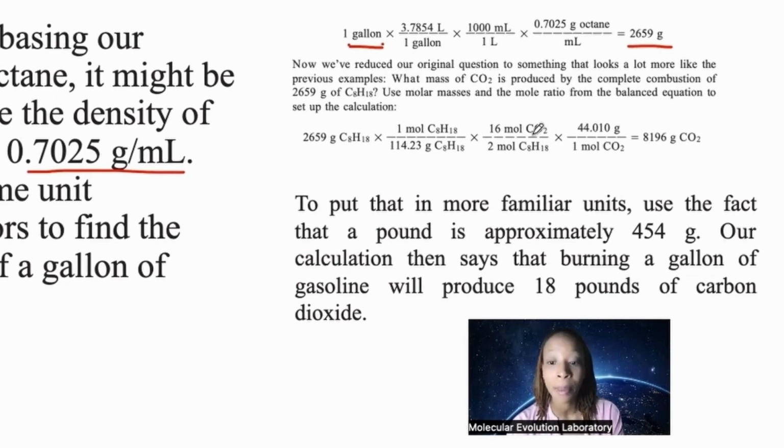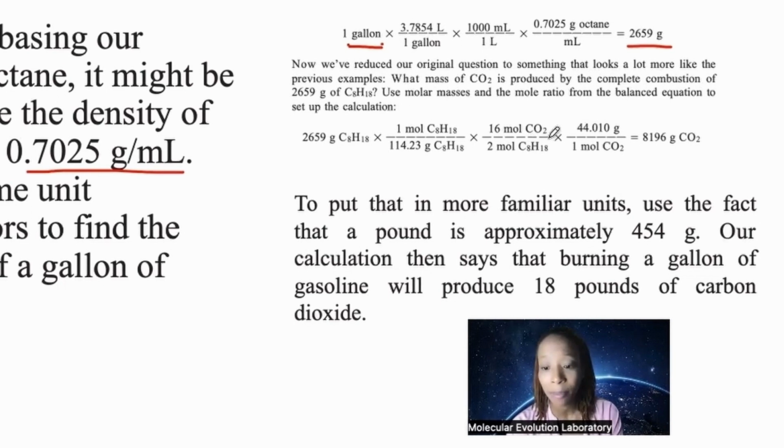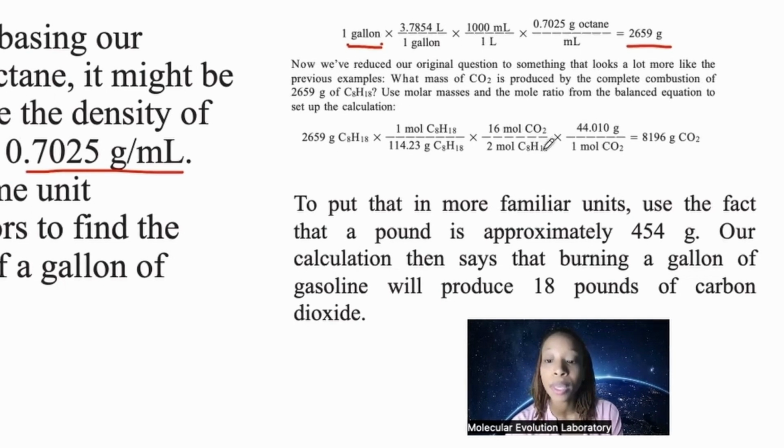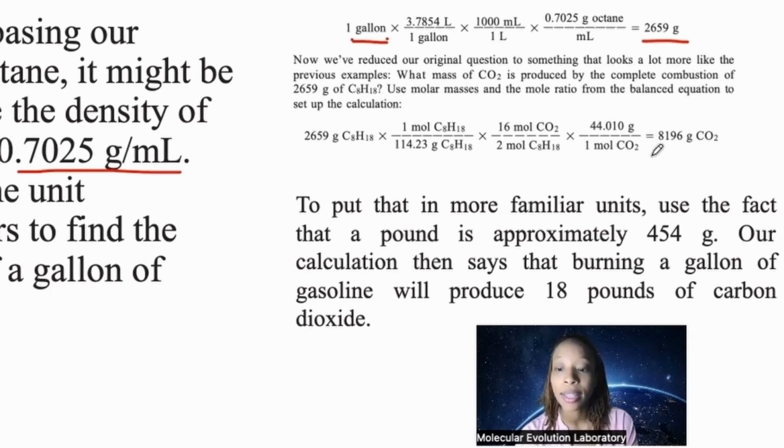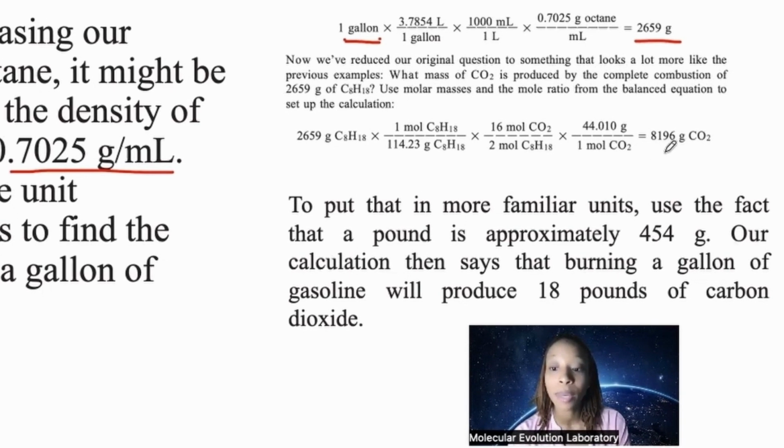You then use the molar mass of CO2, which is 44 grams per 1 mole of CO2. You basically get 8,196 grams of CO2. To put this in familiar units, you use the fact that a pound is approximately 454 grams. So if you divide 8,196 grams by 454, you get 18 pounds of carbon dioxide that is produced from complete combustion of 2,659 grams of octane.